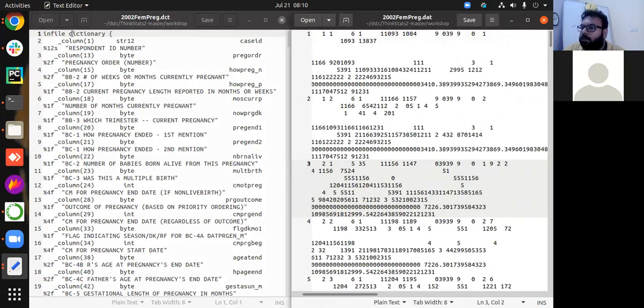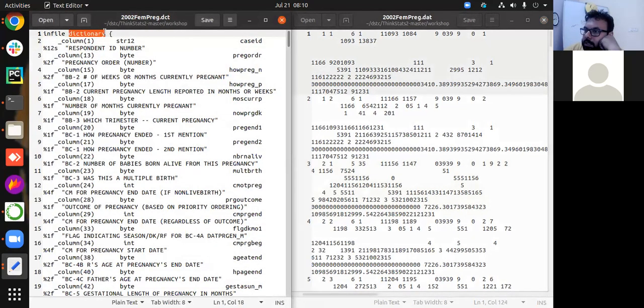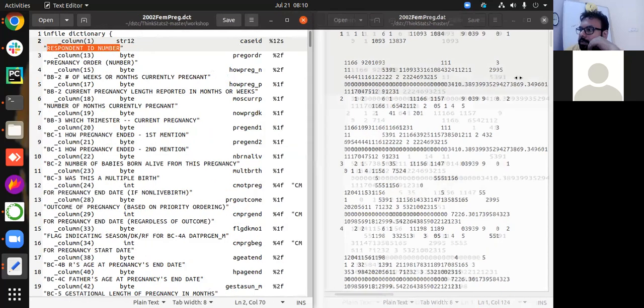Right. So first, let us have a look at this data set. It is a dictionary, and it tells what is column one. It is a string with 12 characters. It is a case ID, some identity that has been assigned to a particular row. And then the second one is respondent ID number.